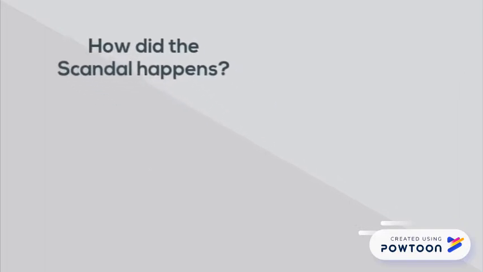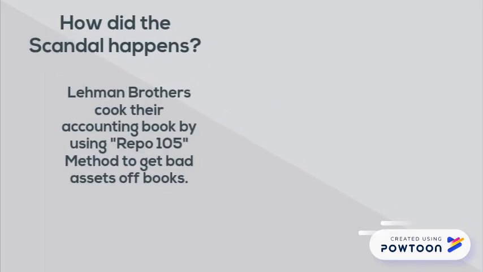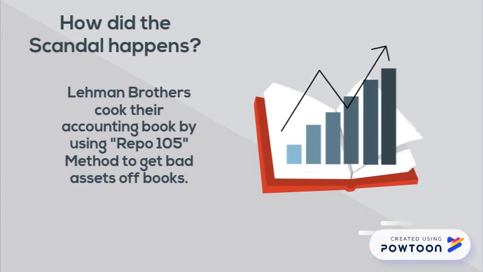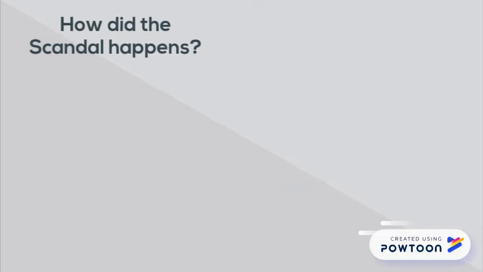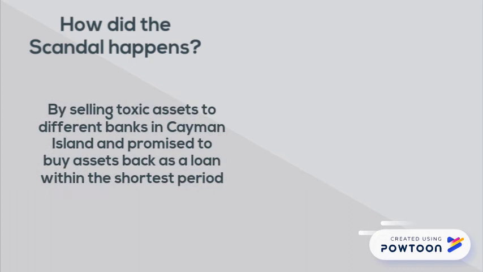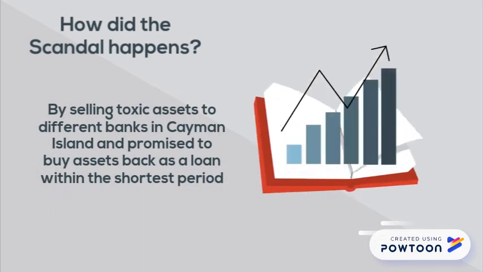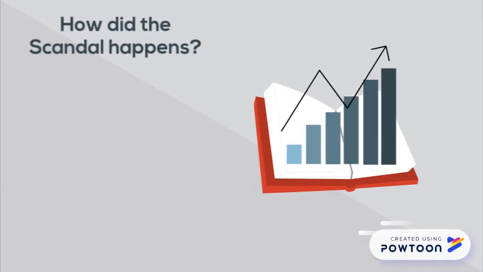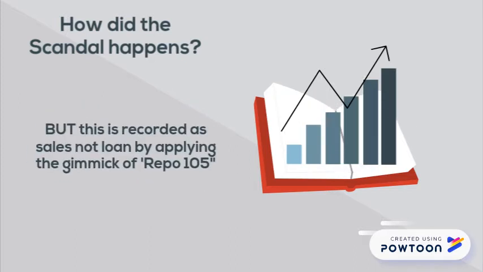How did the scandals happen? Lehman Brothers cooked their accounting books by using Repo 105 method to get bad asset off book. How? By selling toxic asset to different banks in Cayman Islands and promise to buy asset back as a loan within the shortest period. But this is recorded as sales not loan by applying the gimmick of Repo 105.